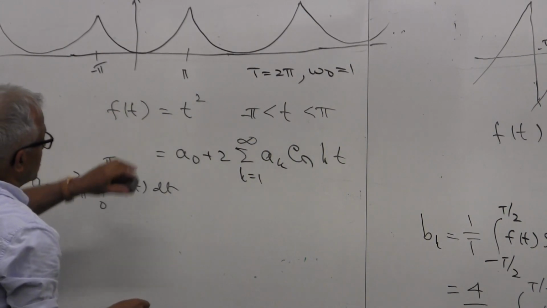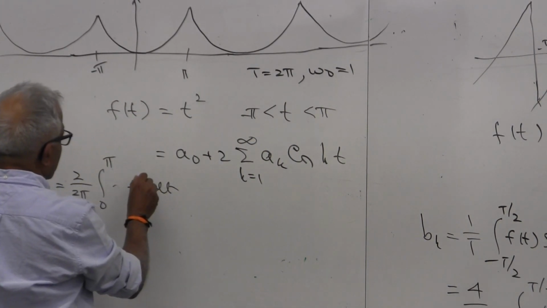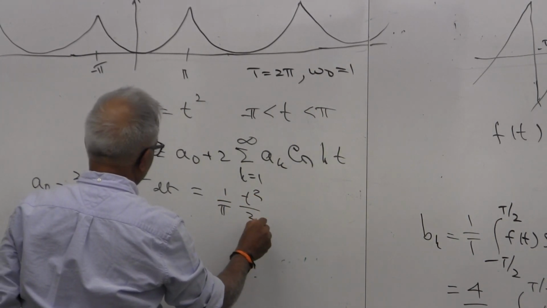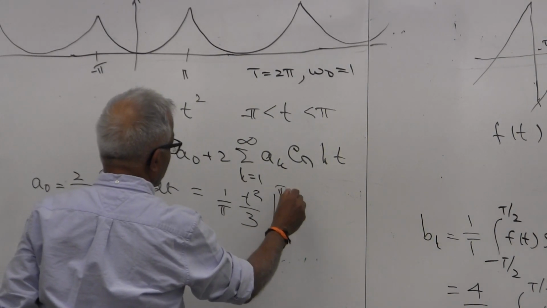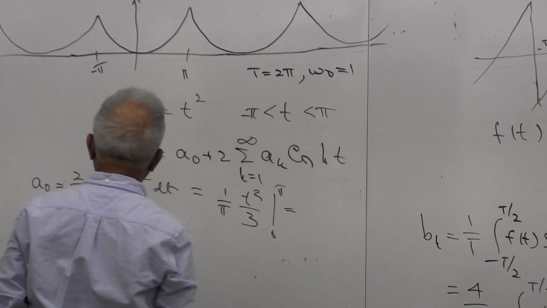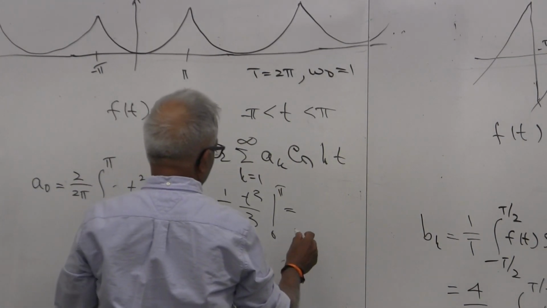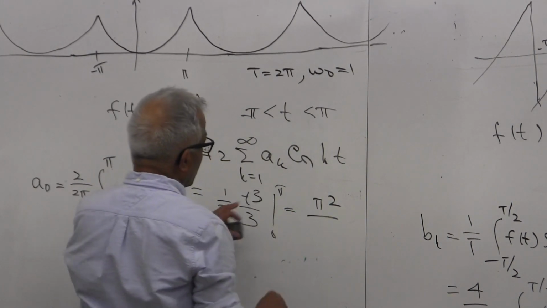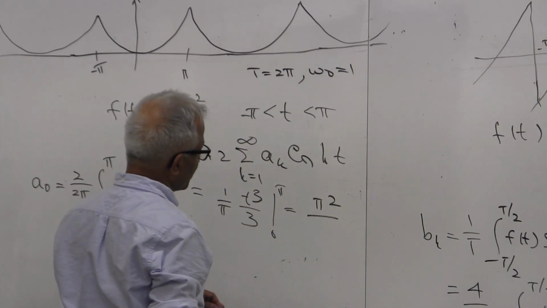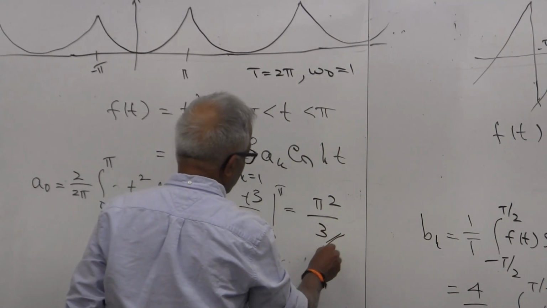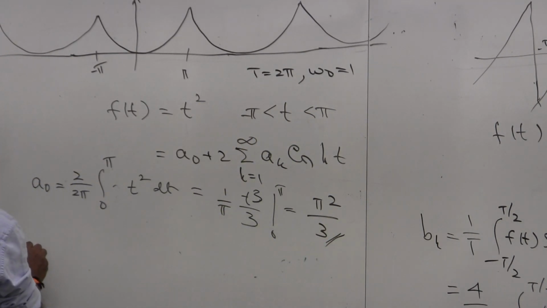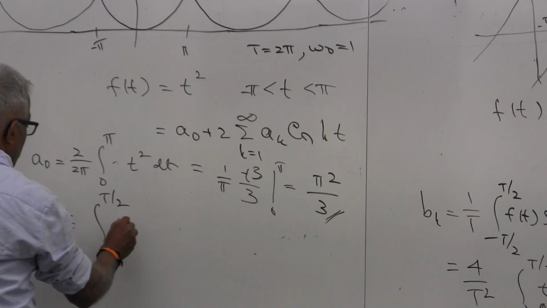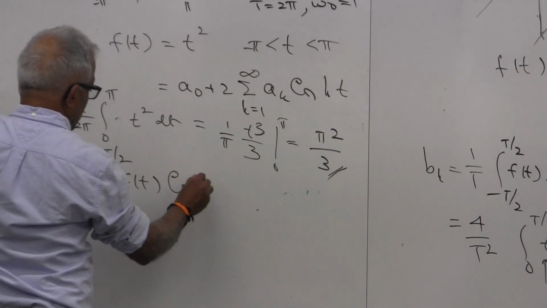So f(t) is simply t squared. So t squared integrates to t cubed by 3. So what do you get? 1 over 3 minus 0. No, pi squared over 3. Yeah, pi squared over 3.